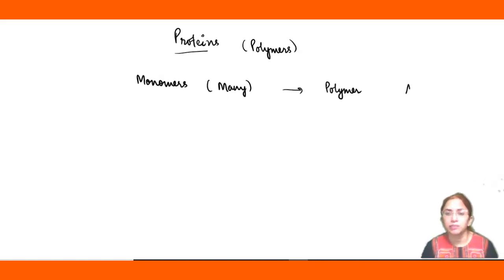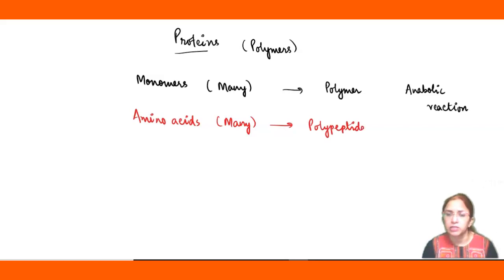So this is a type of anabolic reaction, as I just told you a few seconds back, that anabolism is a phenomenon where many small molecules aggregate to form a bigger molecule. So proteins are an example of a polymer and they are made by the union of many monomers. Now, the monomers in the case of proteins are amino acids. That means many amino acids collect together and form a long chain which is known as a polypeptide. This polypeptide is actually a polymer that is formed by the union of many monomers, right?